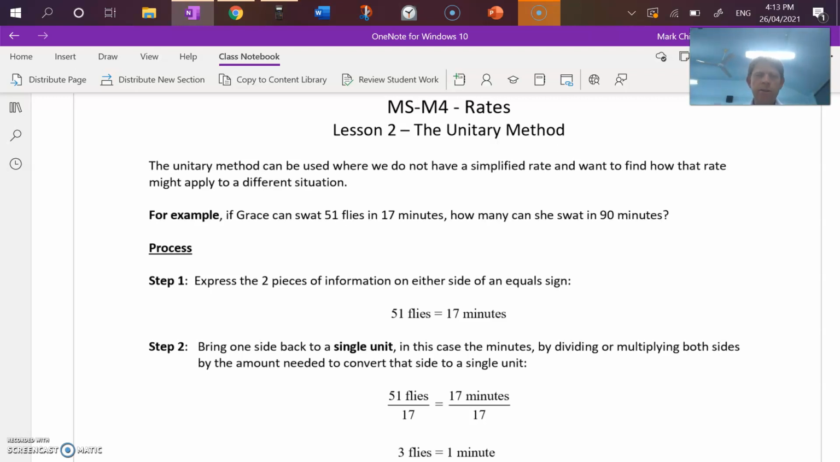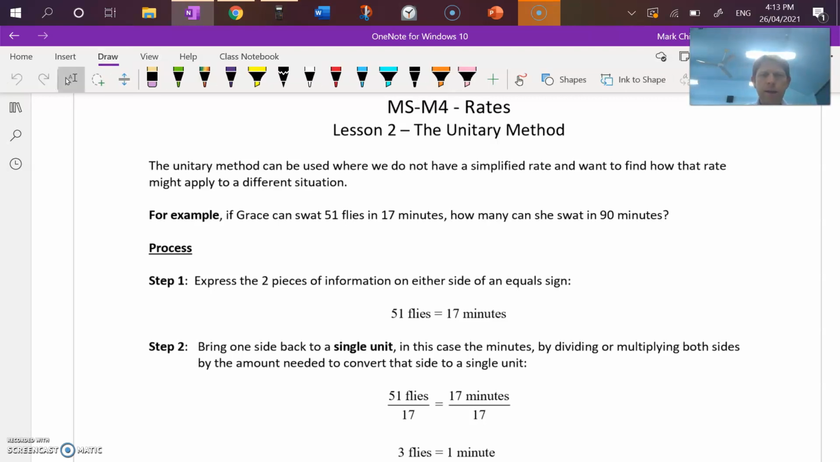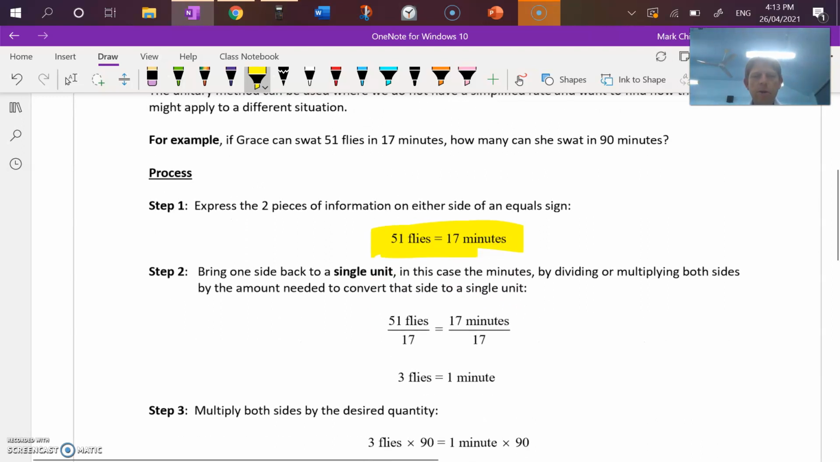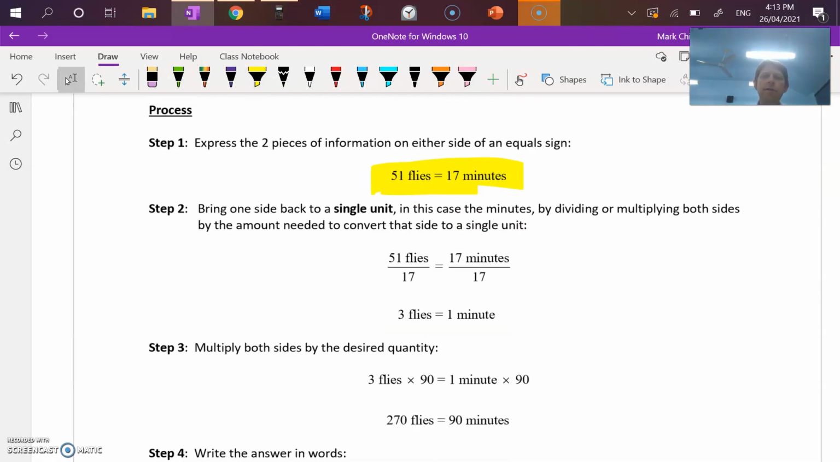So we've got a rate there. It's not a simplified rate. I've got 51 flies in 17 minutes, but I can put those things as being equal to each other. I can say 51 flies are swatted in 17 minutes, so I can represent that by way of an equation just here. The unitary method is called the unitary method because you bring everything back to a single unit. So if I find out how many flies she can swat in 1 minute, I can then multiply that out to find out how many flies she can swat in any number of minutes.